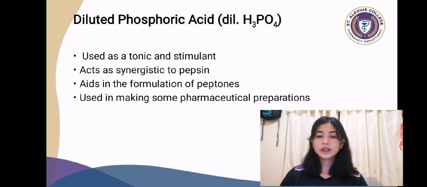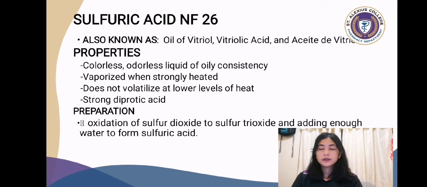We have also the diluted phosphoric acid, which is used as a tonic and stimulant to the gastric mucous membranes, a synergistic substance to pepsin and acids in the formation of peptones. And diluted phosphoric acid is also used in making some pharmaceutical preparations.